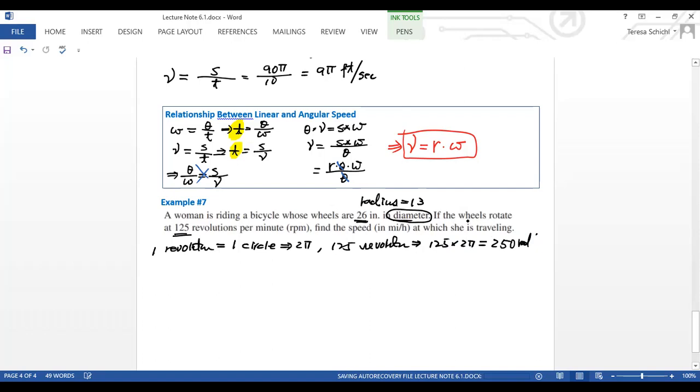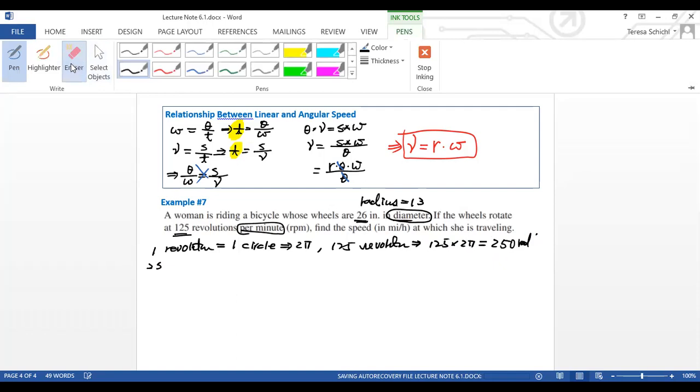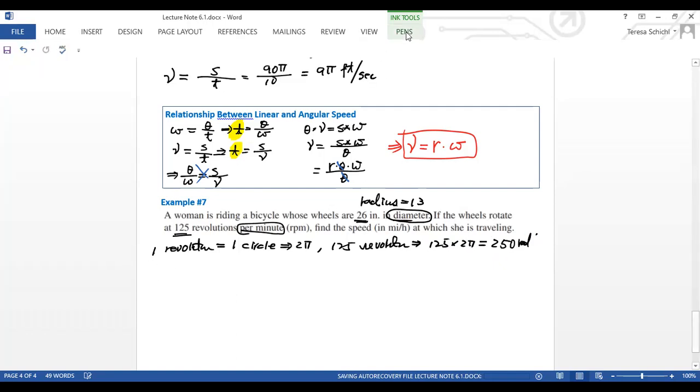And they said per minute. Oh okay, so it's already just divided by 1. So what is the angular speed? The angular speed will just be 250 pi divided by 1 minute, so this is 250 pi radians per minute. And then they ask, what is the speed this person travels? So then I use this good formula: the speed she travels will be the radius times the angular speed.